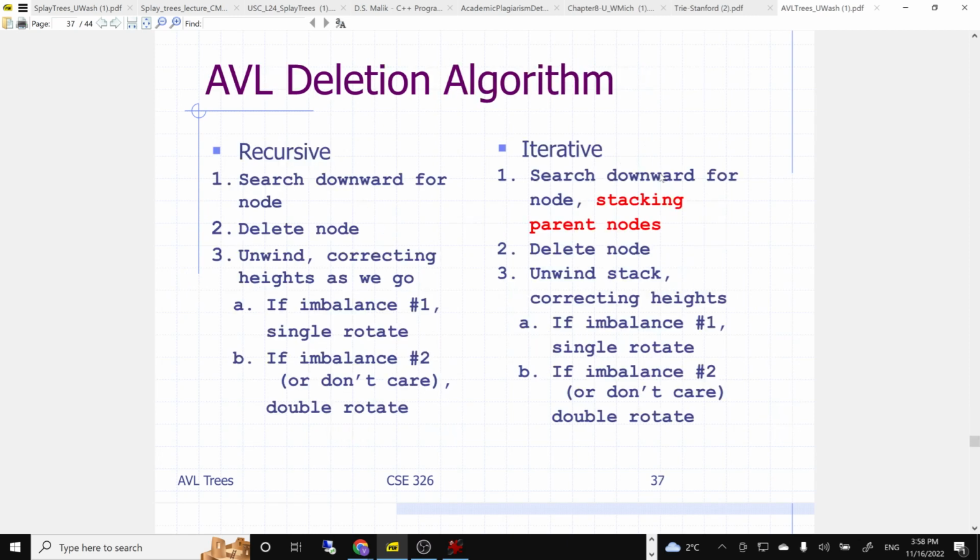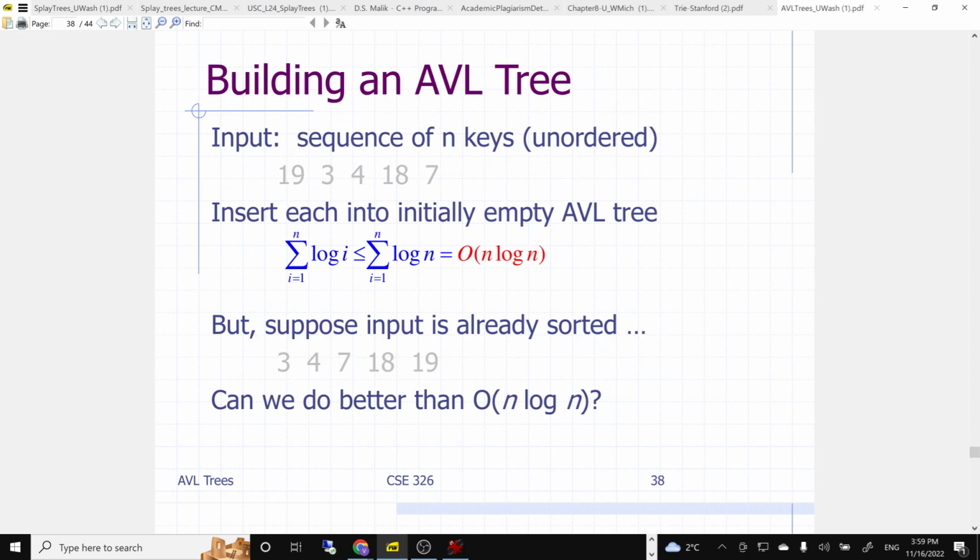All right. So deletion, recursive: search down to the node, delete the node, and unwind, correcting heights as we go. If you have an imbalance of 1, single rotate. If you have an imbalance of 2, or don't care, double rotate, right? So either you have, don't care, meaning you have 2 sides, so you can rotate either way. Stacking parent nodes. So again, notice there's no exit here. This is a pseudo algorithm, right? So unwinding the stack, we have to correct the heights, right? So that's the thing. So deletion is harder than insertion in an AVL tree, and I think that's why AVL trees are kind of hard to implement, right?